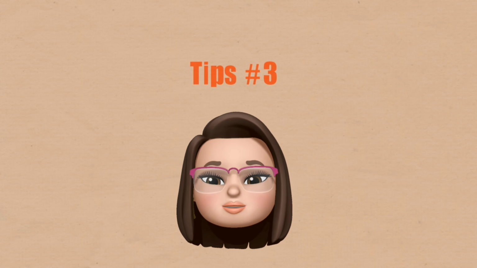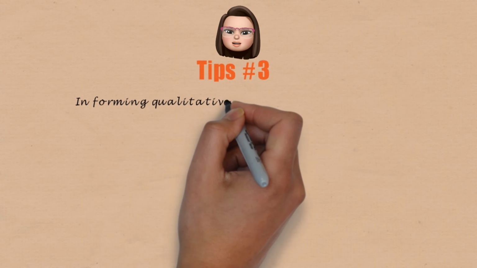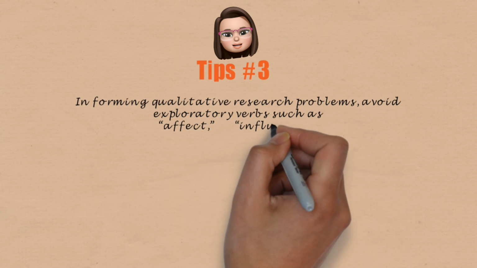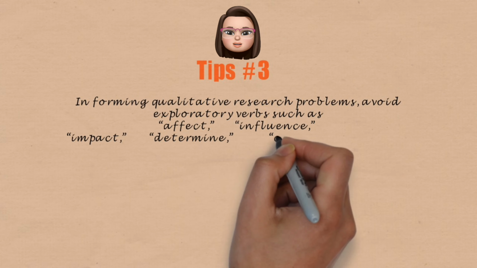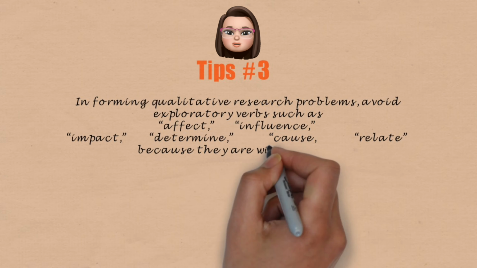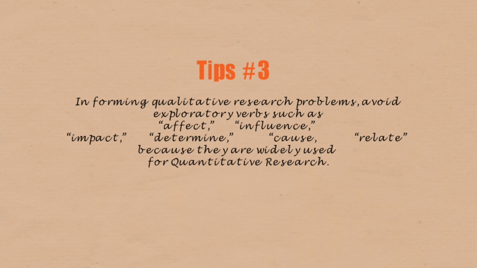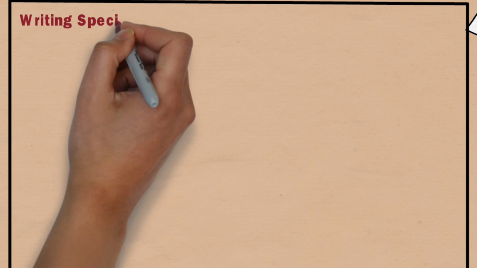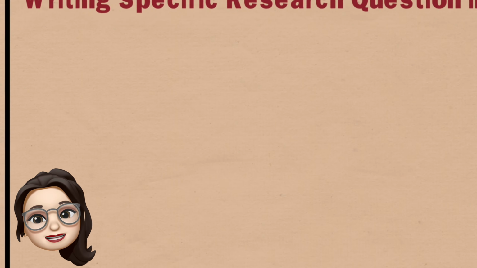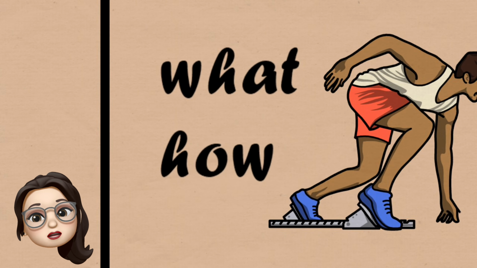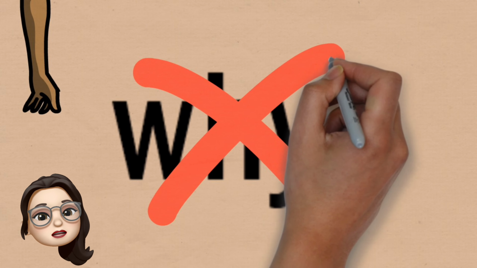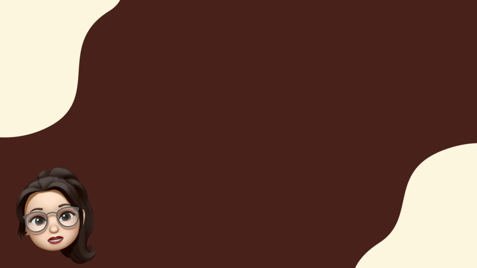Tip number 3. In forming qualitative research problems, avoid verbs such as effect, influence, impact, determine, cause, and relate because they are widely used for quantitative research. Begin the research questions with the words what or how to convey an open and emerging design. The term why frequently implies that the research is attempting to explain why something occurs, implying the cause and effect reasoning associated with quantitative research.